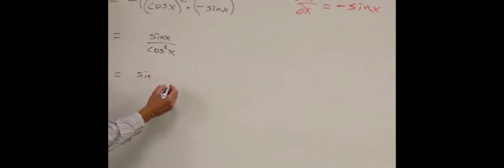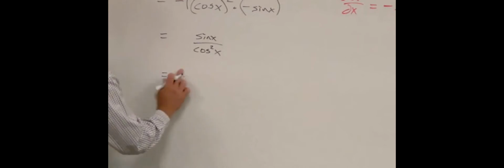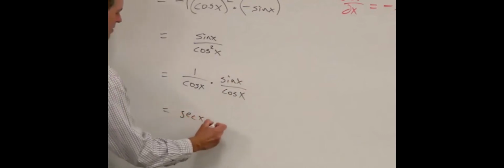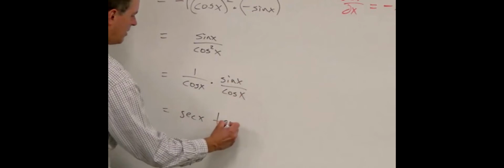Now that can be rewritten a little more cleanly. Here's a nicer way. We can split this up into 1 over cosine of x times sine of x over cosine of x. 1 over cosine is secant, times sine over cosine is tangent. So the derivative of secant of x is secant times tangent of x.